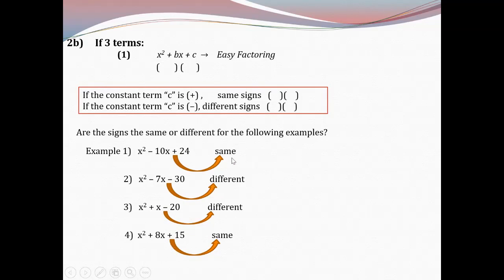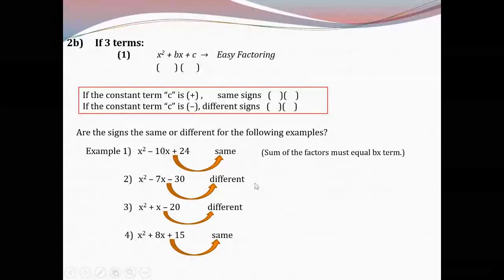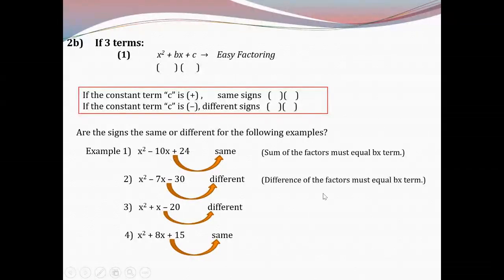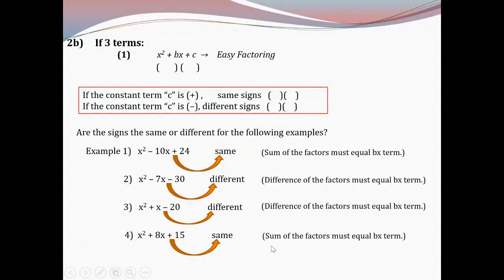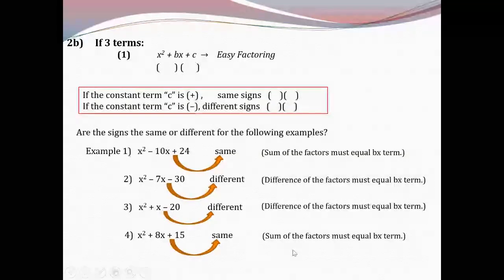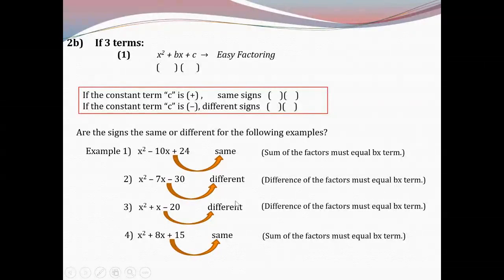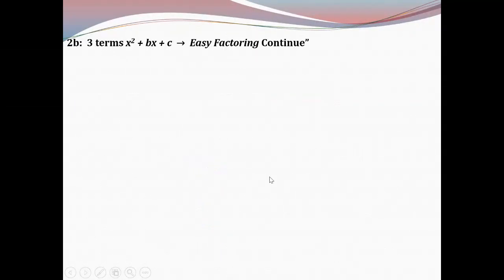Okay, so if the signs are the same, it's going to be the sum of the factors that must equal the bx term. Different signs is going to be the difference of the factors that must equal the bx term, right? Same for example 3, and it's going to be the sum of the factors on example 4. So once you get the signs right, you're halfway there. Okay, now let's do example number 1.